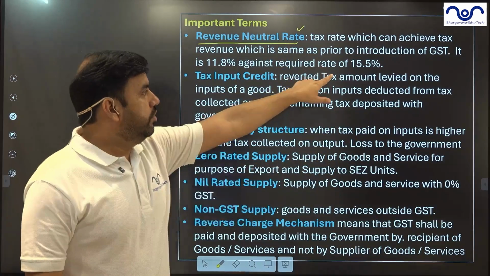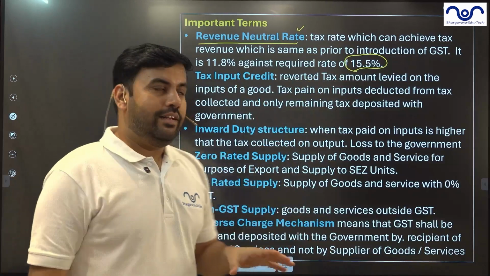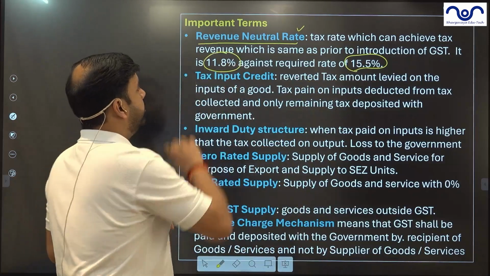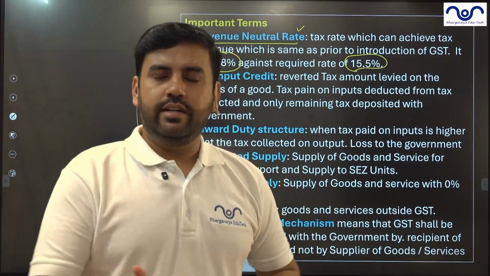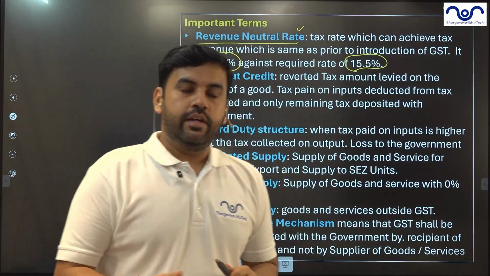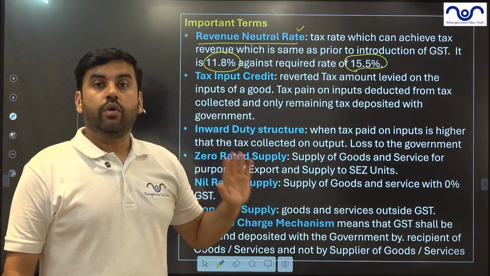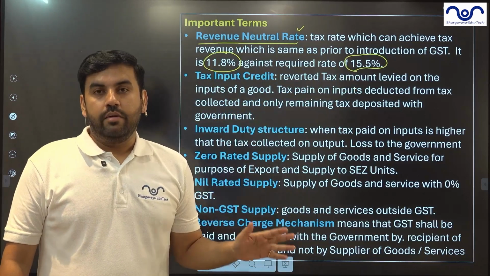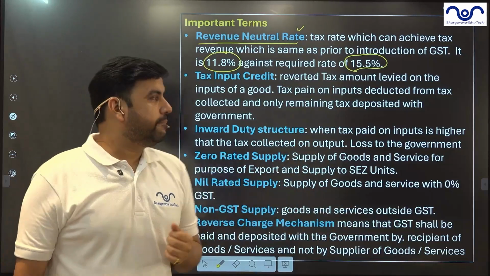Unfortunately, the revenue neutral rate should be 15.5% average, but it is 11.8%. So still the government is sacrificing, both the center and the states are sacrificing. To increase this from 11.8 to 15.5, a lot of tax rates would have to be increased. But given the present status of the country, we cannot do that.